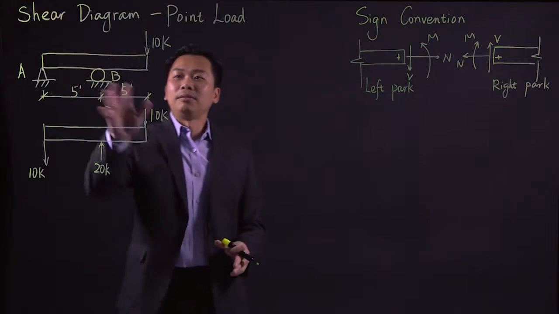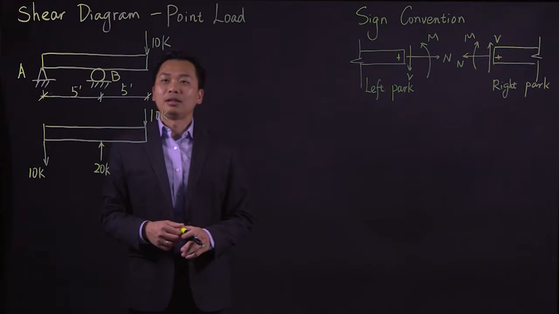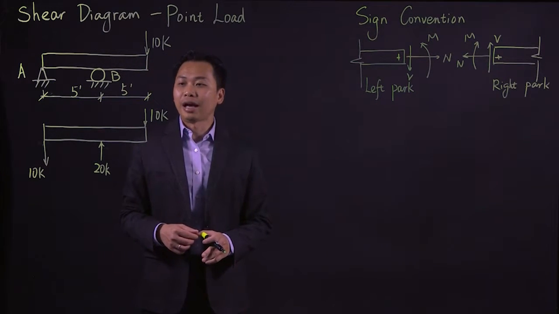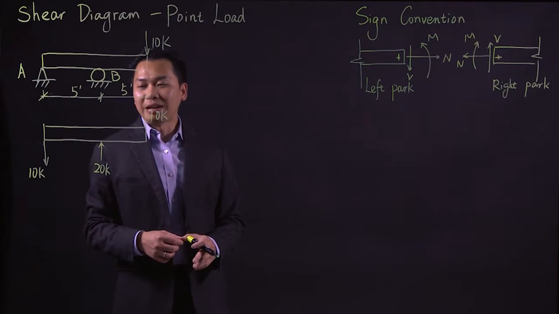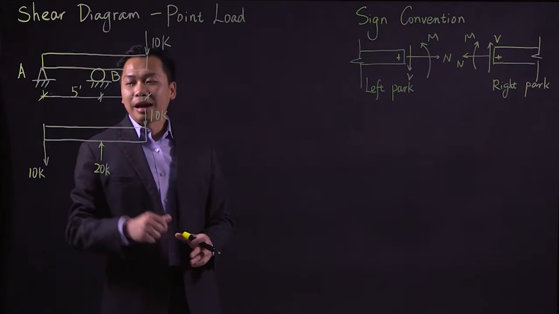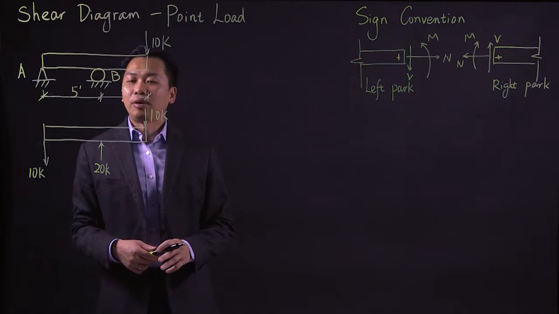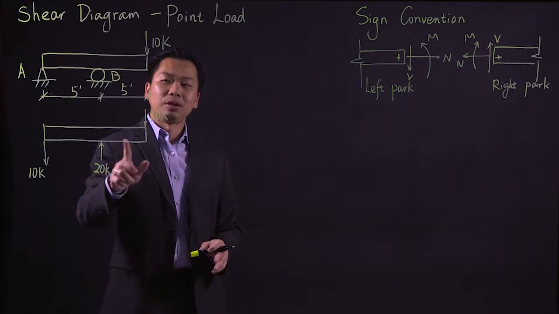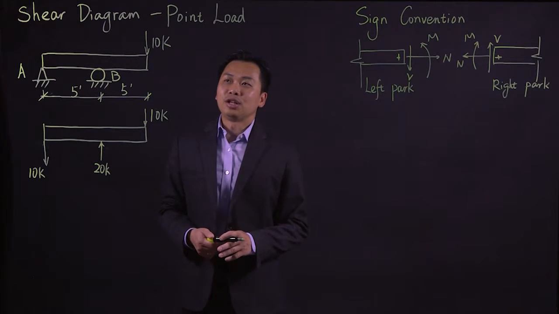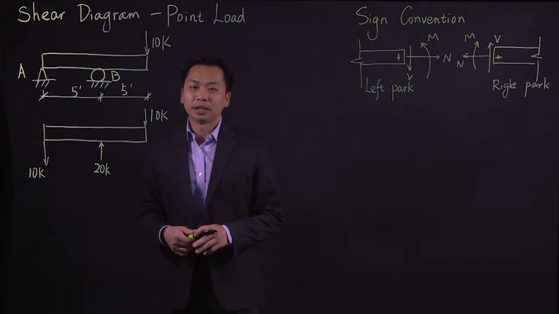Here is the same simply supported beam that we saw in the previous videos. In our previous video, we calculated the reactions at point A and point B. We have negative 10 kips, meaning it's going downward at point A, and we have 20 kips pointing upwards at point B. Today we're going to see how we can draw the shear diagram for this particular beam.